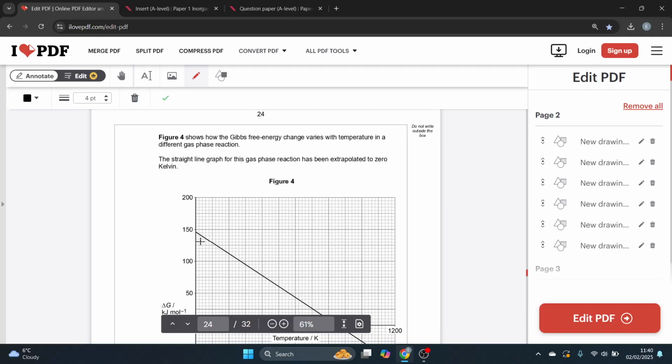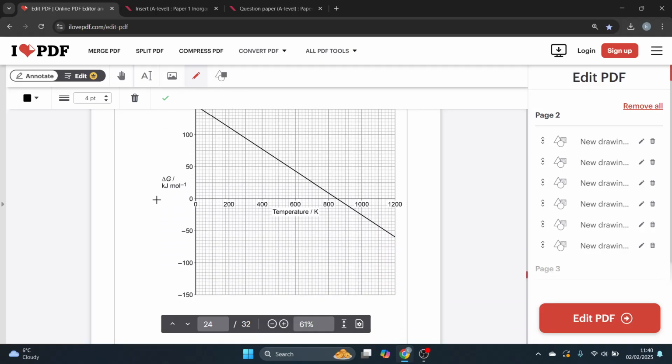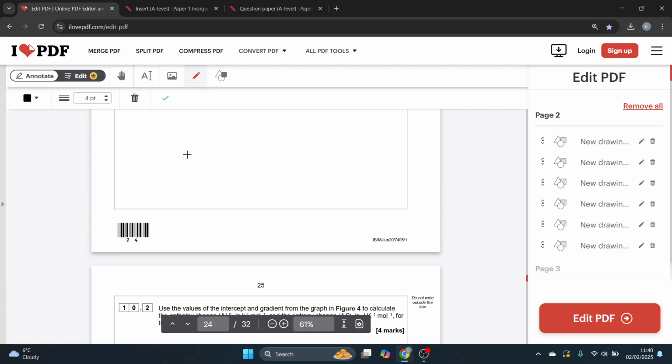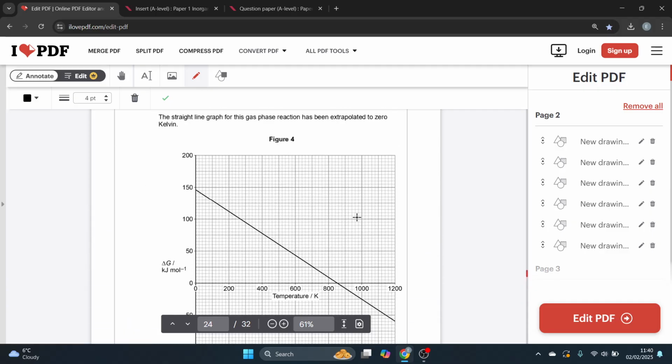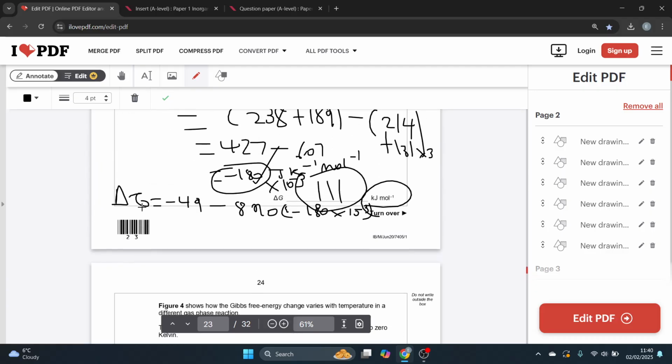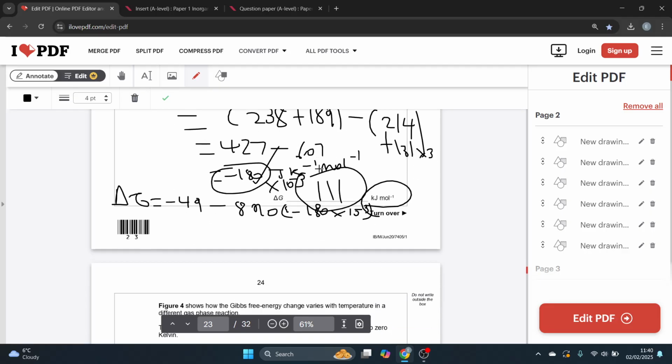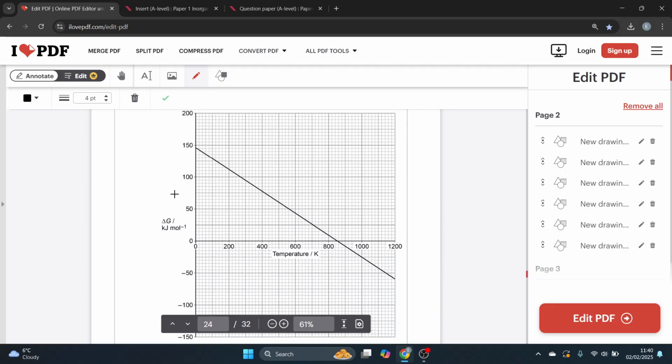Okay, and then figure 4 shows how the Gibbs free energy change varies with temperature in a different gas phase reaction. The straight line graph for this gas phase reaction will be extrapolated to 0 Kelvin. Use the values of intercept and gradient from the graph in figure 4 to calculate the enthalpy change and entropy change. So how do I do this? Because now I see these graphical questions more and more often. So they'll give you this, I'd say pretty nice 6 marker, and then a graph question for 4 marks.